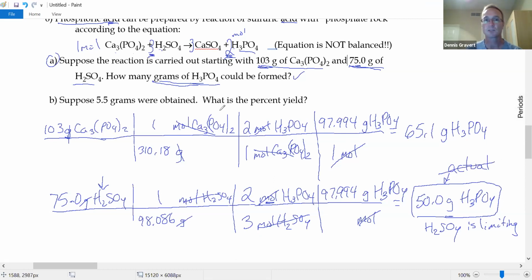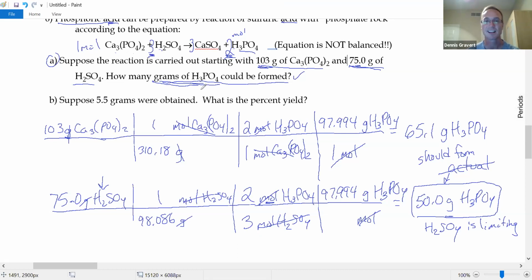We shouldn't use the word actual. We should say should form, could form. Okay, so theoretically, in a perfect world, all 75 grams should be converted to 50 grams of phosphoric acid. But you know what? In the lab, life happens. We had some spilling. Maybe we stopped the reaction too soon. Maybe when we filtered it, it was kind of cloudy and didn't filter very well.